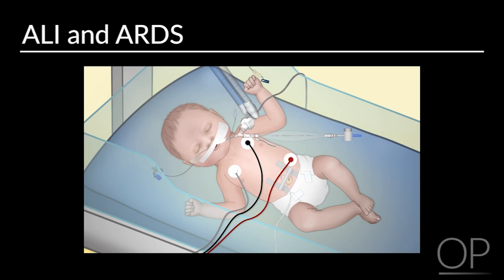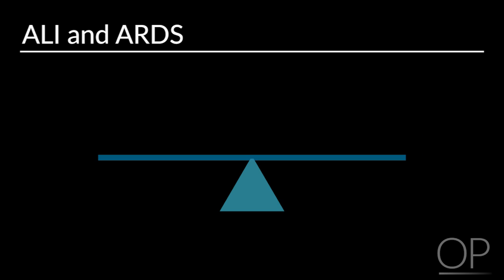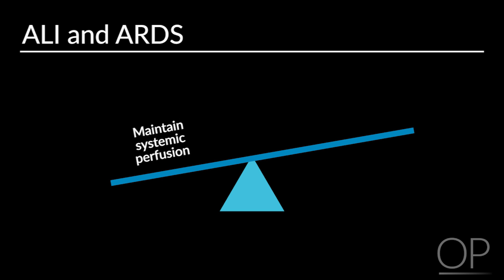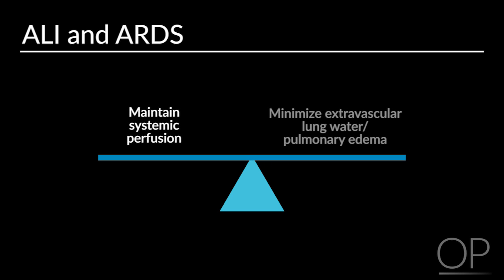Mechanically ventilated patients are at risk for developing acute lung injury and ARDS. The challenge of fluid management in critically ill pediatric patients with respiratory failure is to maintain intravascular volume to ensure adequate end organ perfusion while also trying to minimize extravascular lung water and subsequent pulmonary edema.